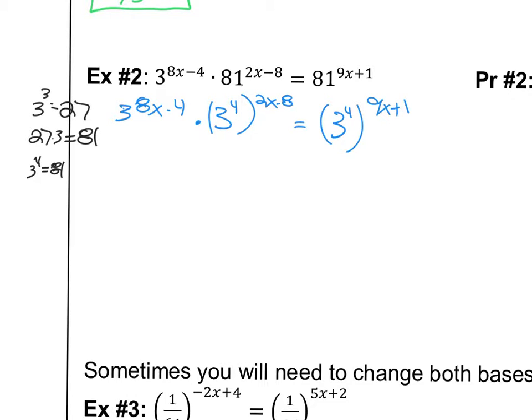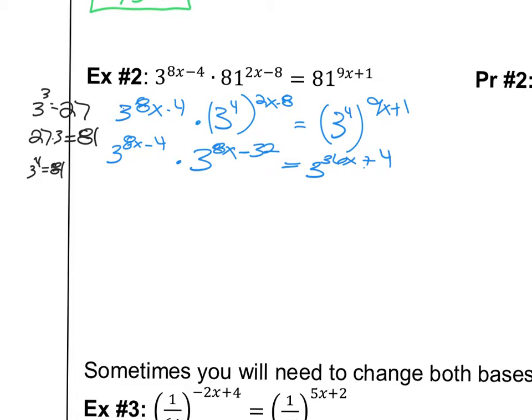And so again, then we're just going to go through and simplify. So I'm going to multiply these terms out. So we're going to multiply this 4 out into this 2x minus 8 and this 4 into the 9x plus 1. And so that's going to go ahead and give us 3 to the 8x minus 4 times 3 to the 2 times 4 is 8x, 4 times -8 is -32. And then 4 times 9, so we have 3 to the 36x. 4 times 1 is 4.